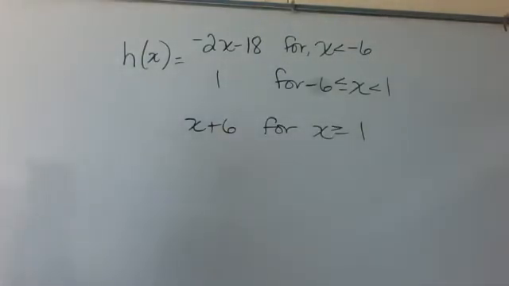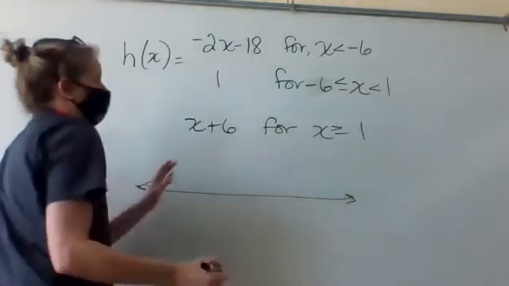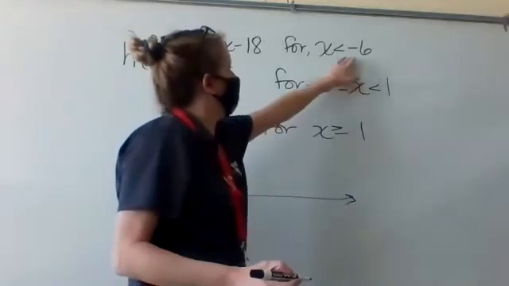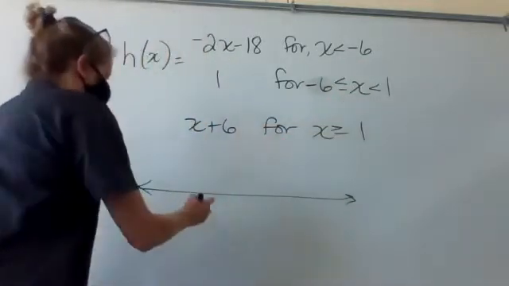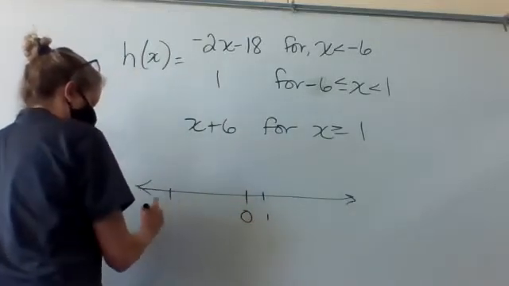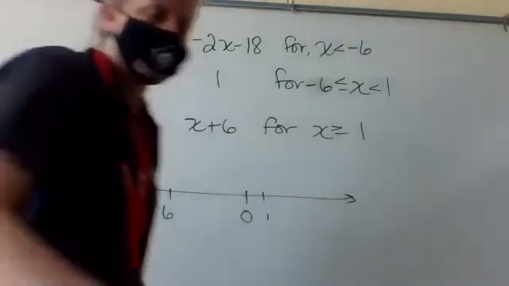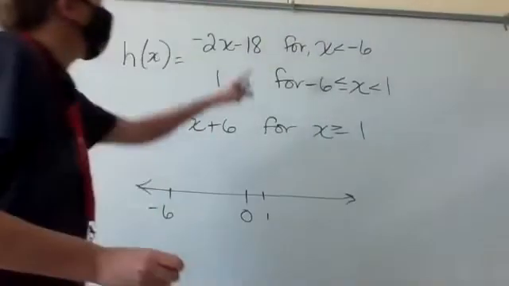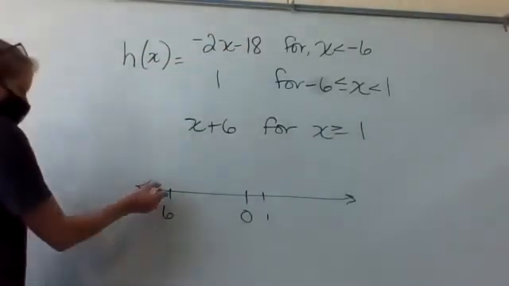Okay, I'm going to draw this one out on the number line to show you the three pieces. This isn't something you have to do. The numbers I'm going to have on the number line are negative 6 and 1. That's going to separate your three pieces. So there's 0, which means there's 1. There's negative 6. So let's look at the first piece. What does it say? X is less than negative 6. So where would that be?